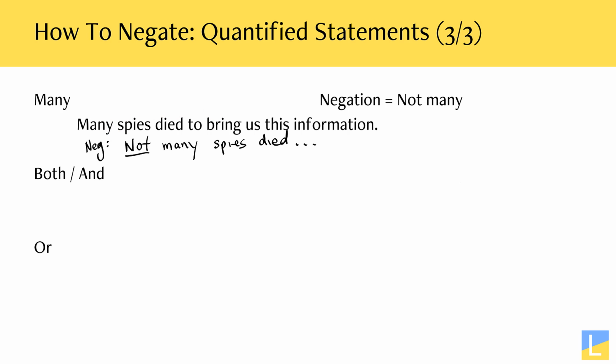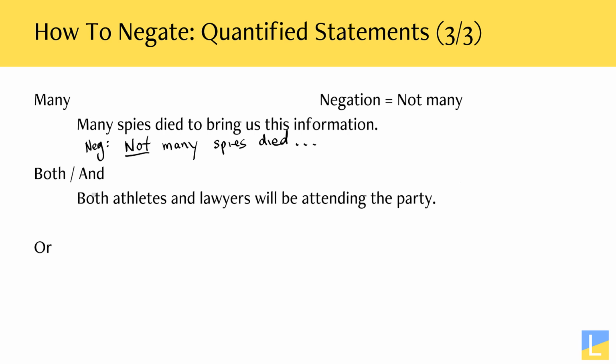Next up is how to negate both/and. Let's take a look at an example. Both athletes and lawyers will be attending the party. What does that mean? Of course, that means at the party you will see both athletes and lawyers. What does it mean for this to not be true? It is not the case that both athletes and lawyers will be attending the party. Well, that just means not both of athletes and lawyers will be attending the party.